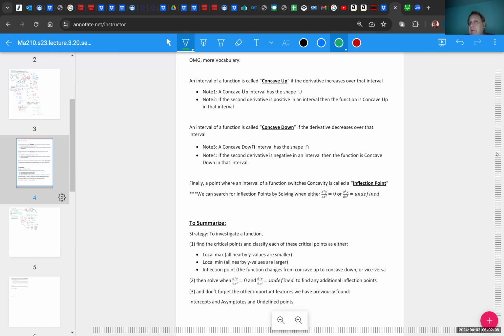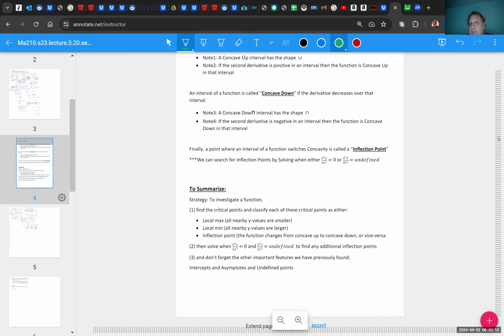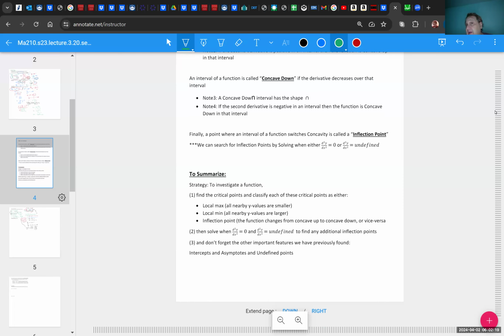The way we're going to do our analysis of functions is we're going to find all the critical points. Critical points could be a local max, a local min, or inflection point. It's got to be one of those three. And then we're going to take the second derivative and use it to find any possible additional inflection points. We do that by setting the second derivative equal to 0 and finding where the second derivative is undefined. Those will give us possible additional inflection points. And that's kind of our approach at analyzing these functions.